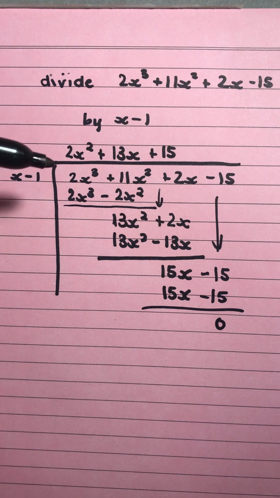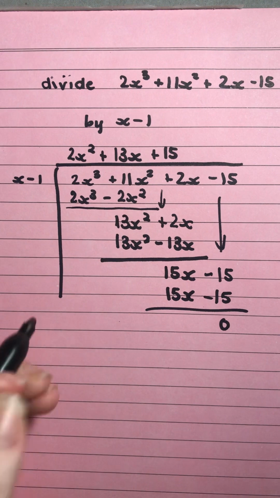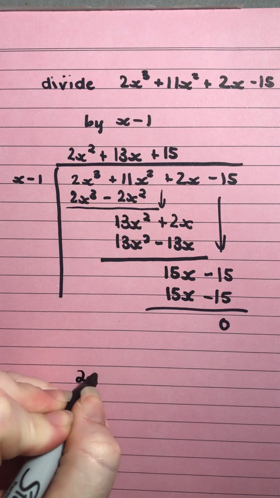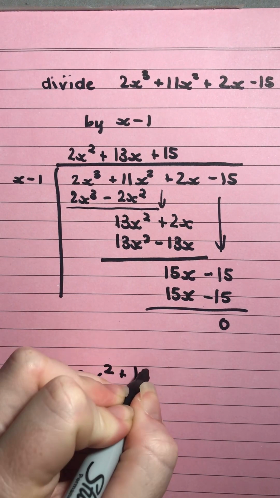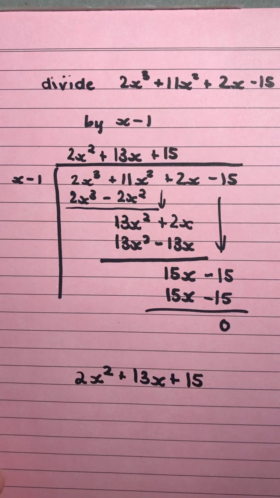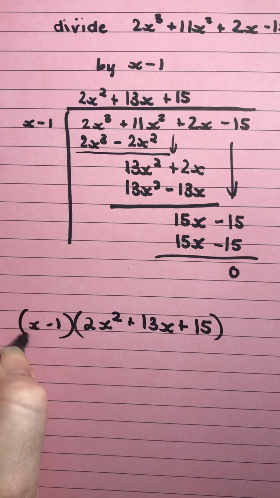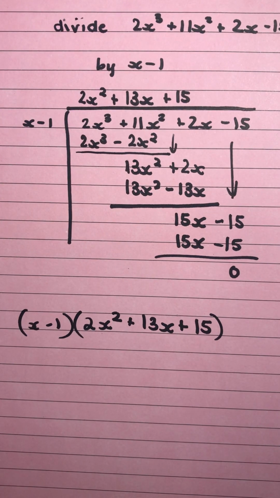I already knew that was a factor, so I knew it was going to work out, but you may be given questions where you don't know, you're just told to divide by, and you may have a remainder. So in this case, I could follow on and factorise this equation as well, or I can leave it with my x minus 1 there. I only wanted to go through the division of polynomials, so I'm not going to go further and factorise that.